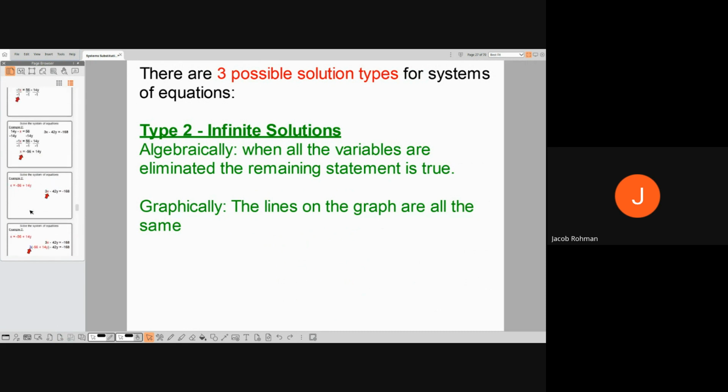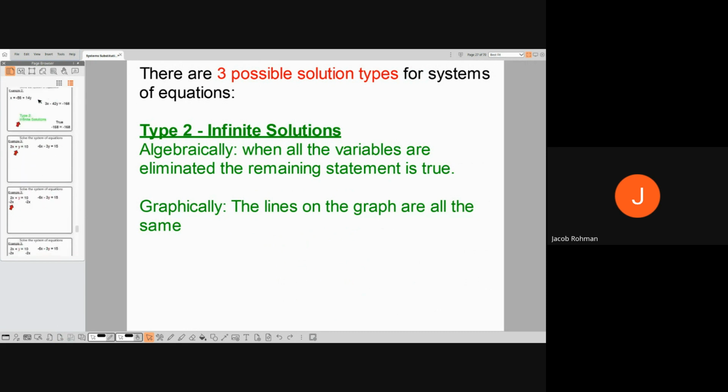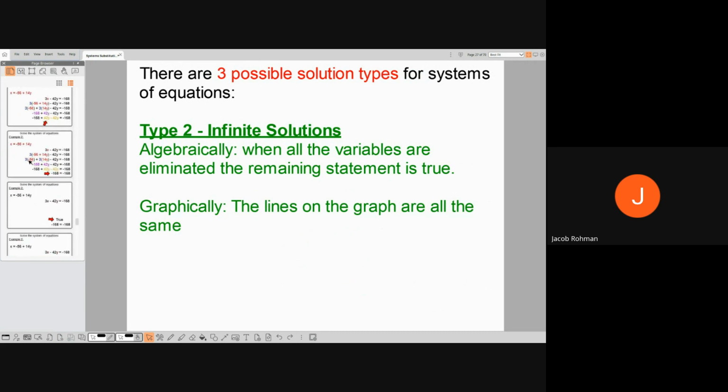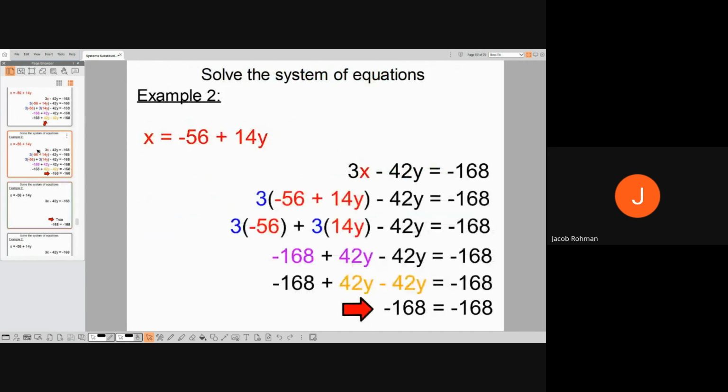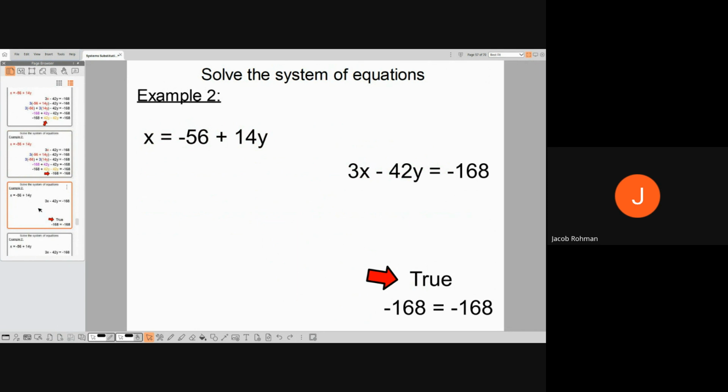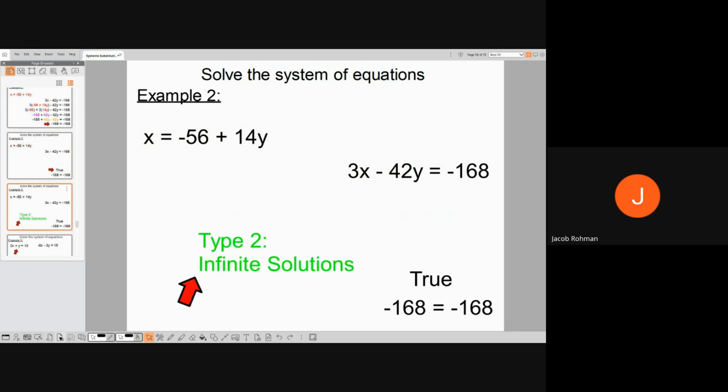So we said that this is a true statement, and that's going to mean that we have type 2, an infinite number of solutions.